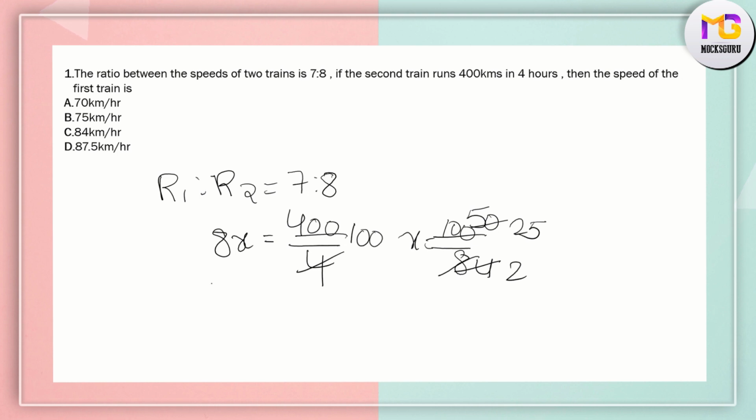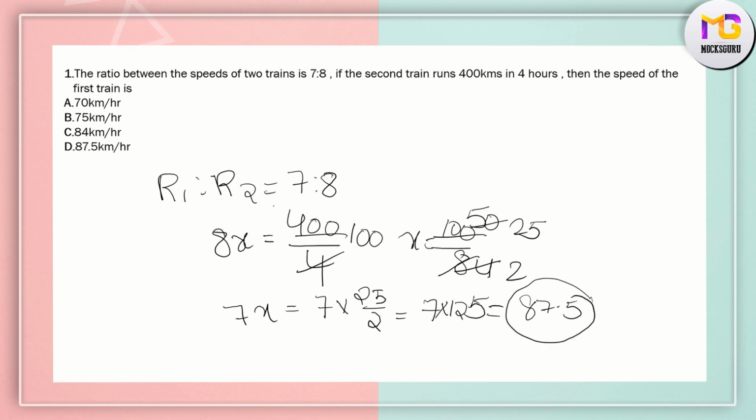We need to find the speed of the first train, so it is 7x. 7x is equal to 7 into 25 by 2, which is 7 into 12.5. So the answer is 87.5. So our answer is option D. Let's move to the next question.